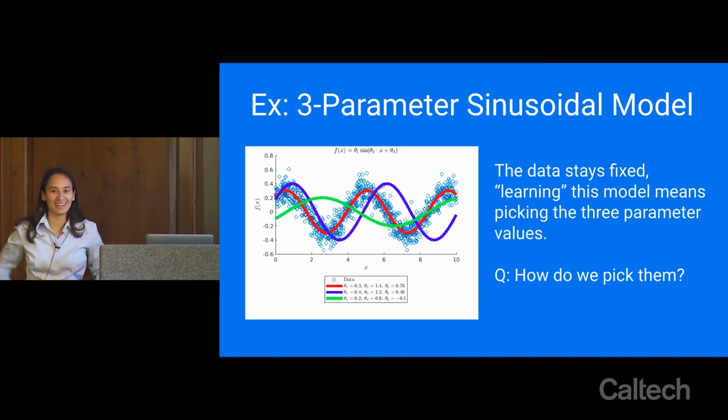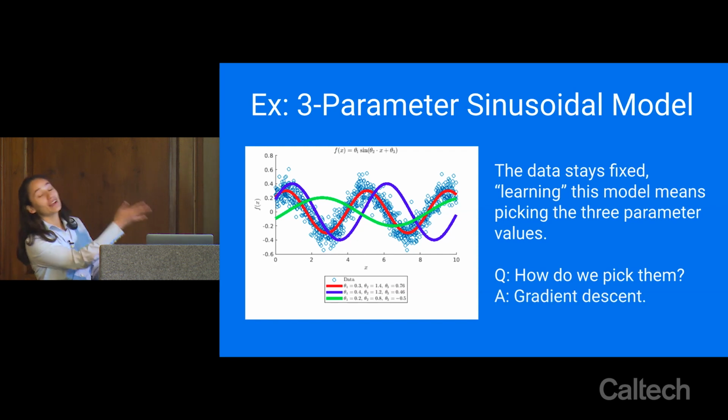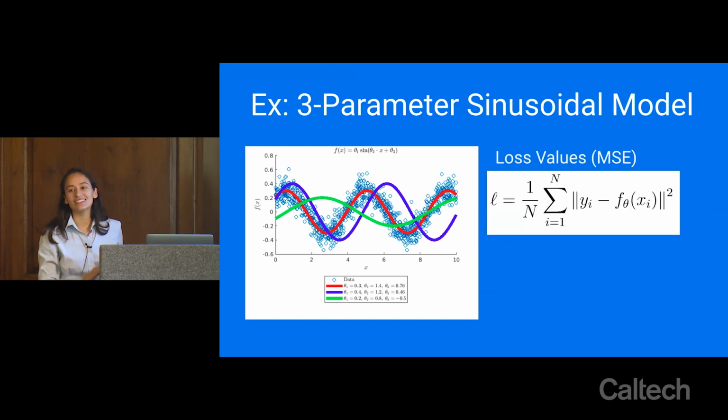Good, all right. That is something you have covered, and that is how you pick them: gradient descent. You have to do gradient descent on a loss function. We will look at a loss function. And yes, indeed, the loss function that we're going to use is mean squared error.